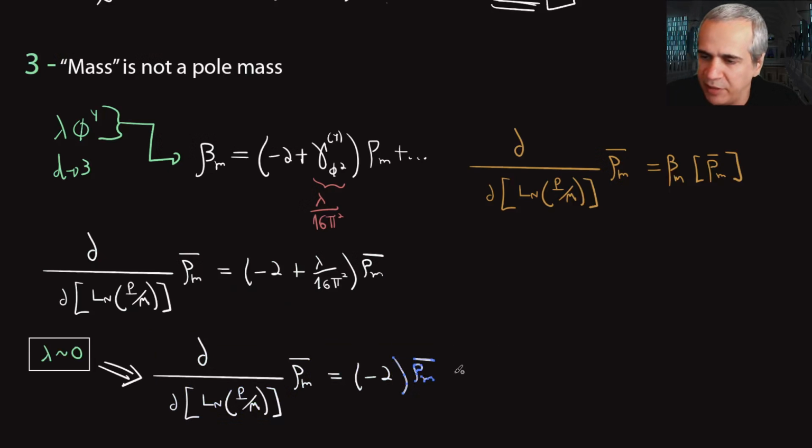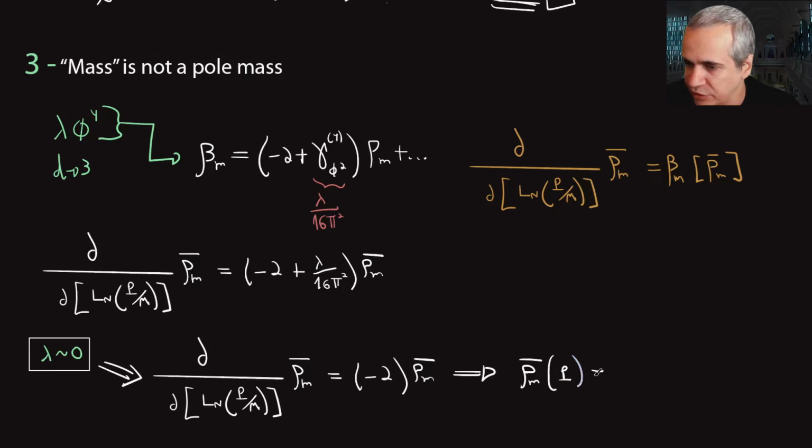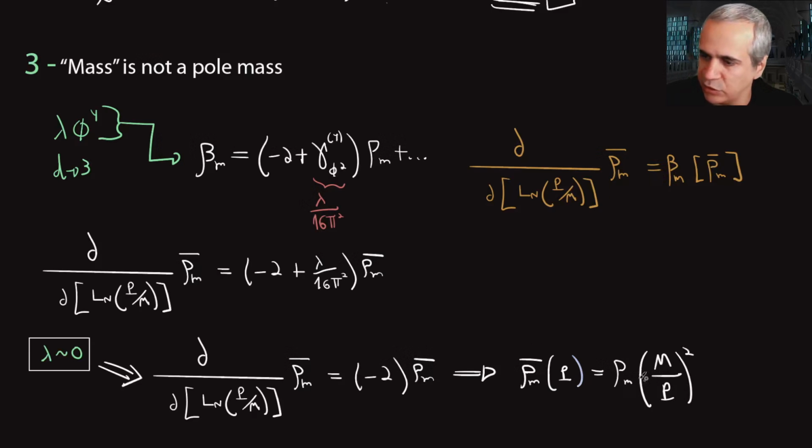And that has a very simple solution, right? Which is that rho bar m of p, remember I'm putting my momentum with this thing below so we don't forget, is just rho m, which is some constant, times m over p squared, right? This is the solution to this differential equation.